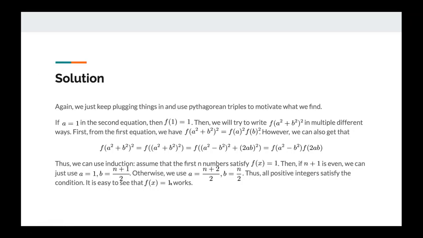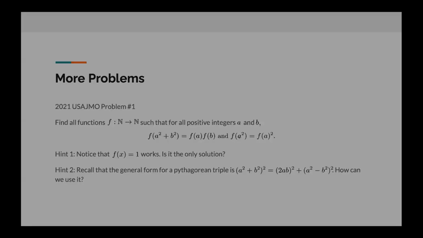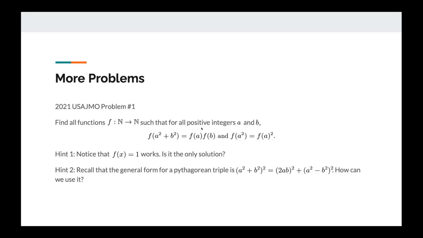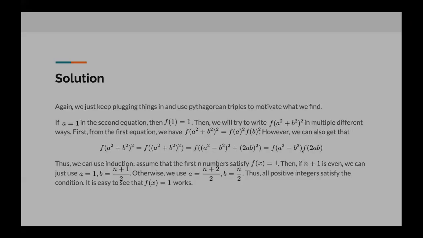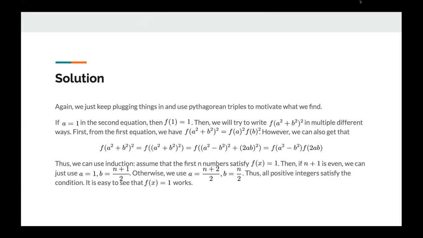And when you check f of x equals 1, you can clearly go back and see that 1 equals 1 times 1, and 1 equals 1 squared. So that works. Yeah, and that's the end of the lecture.